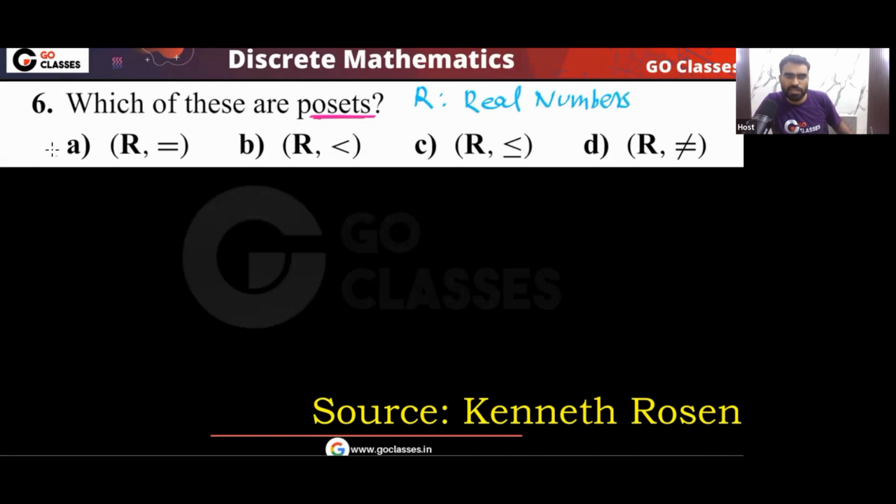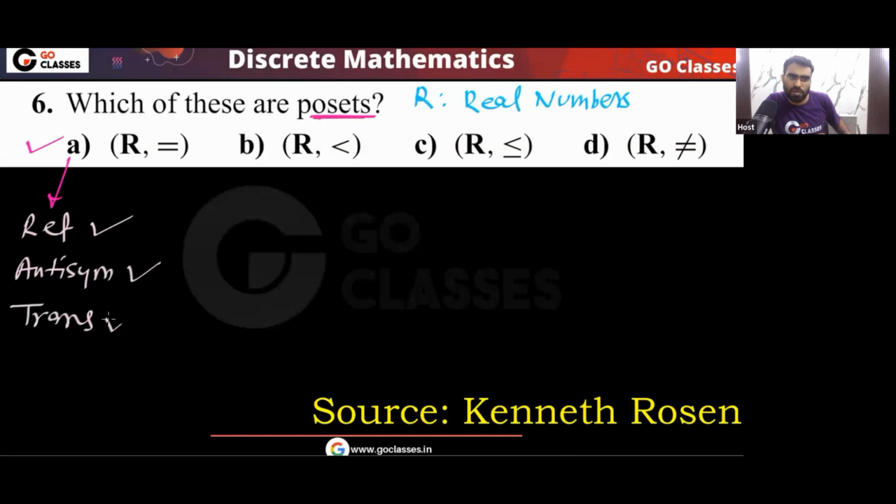So what about equality? Yes, this will be a partial order relation because remember this equality is reflexive also. You know A equal to A. This is antisymmetric also. And this is transitive also. So very simple, this is definitely POSET.